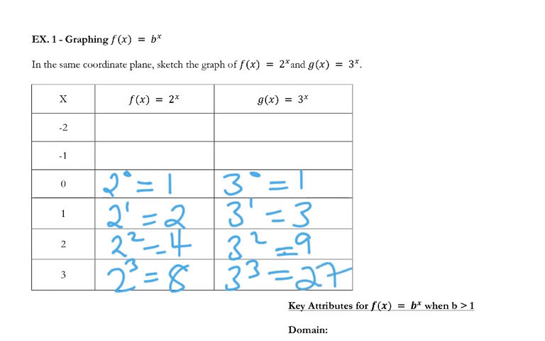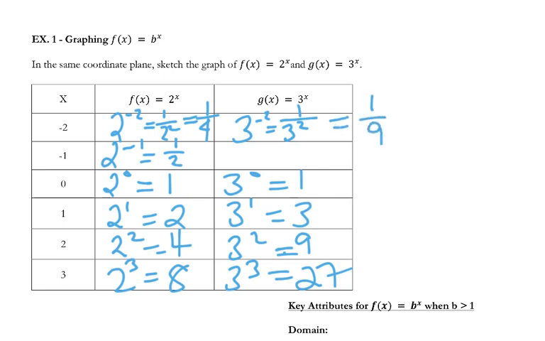Now let's think about negative exponents. If we have 2 to the negative 1, we know negative exponents create a reciprocal. So this becomes 1/2. 2 to the negative 2 is equal to 1 over 2 squared, which is 1/4. 3 to the x works similarly, so 3 to the negative 2 is equal to 1 over 3 squared, because that negative exponent moves the base into the denominator, or creates a reciprocal, and this is 1 over 9. If we have 3 to the negative 1, we have 1 over 3.